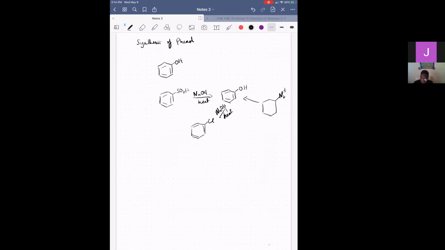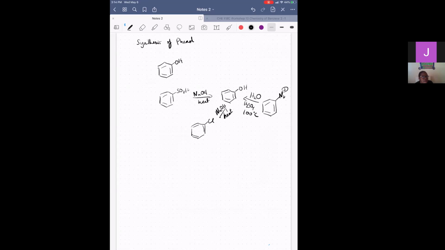So N2 plus, then our double bonds are here. And in this case now we'll need water, we'll need a strong acid like H2SO4, and then we'll also need heat, so around 100 degrees Celsius. So those are three ways that we can generate our phenols.